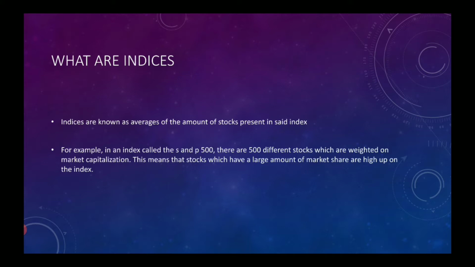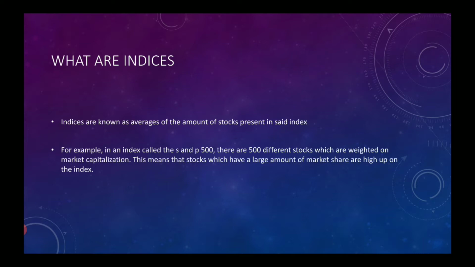Okay, so let's start off with what indices are. Indices are known as an average for an amount of stocks present in a said index. So for example, let's use the S&P 500. If the S&P consists of 500 stocks, they're weighted. So if 250 are high weight, let's just say, I'll get into this more, then these have more influence. I'm going to simplify it as much as I can to make it great for beginners.